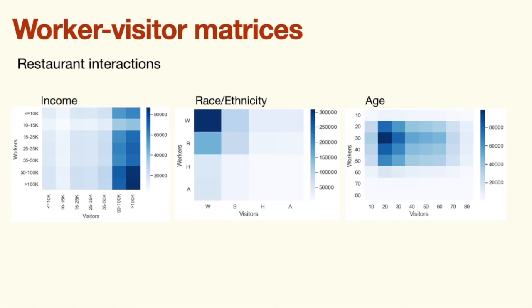As an example, here we've enumerated contacts between workers and visitors at restaurants, separated by income, race, ethnicity, and age. We see some interesting patterns here. For example, there are far more restaurant workers in lower income brackets than there are restaurant visitors, and there are more Black workers interacting with white visitors than the other way around. These matrices provide a useful way to, at a high level, understand the patterns of interactions taking place in CityCOVID without running the entire simulation.